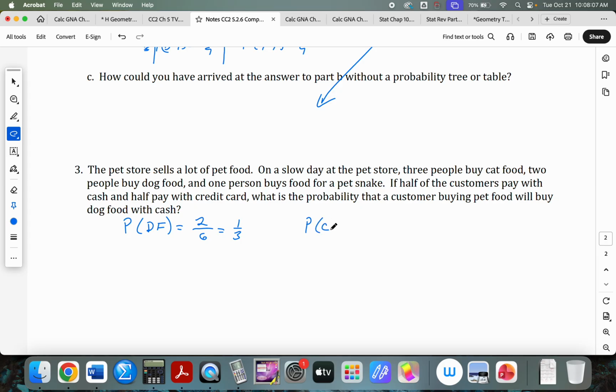What's the probability that they're going to pay cash? 1/2. Because it tells you half of the customers pay with cash and half pay with a credit card. So the probability that they buy dog food and that they pay cash, we'll just multiply those 2 together. It's 1/3 times 1/2, which is 1/6. I'm sorry. Yeah, there's 1/6.